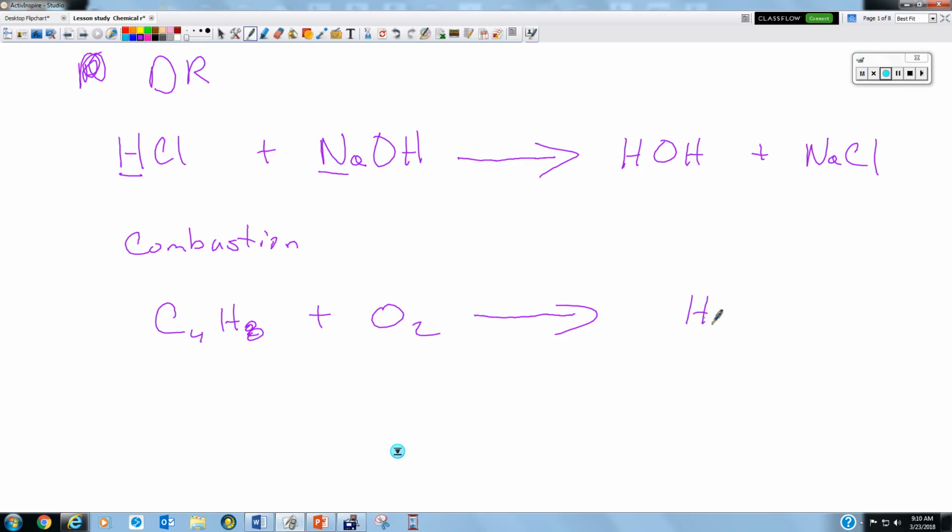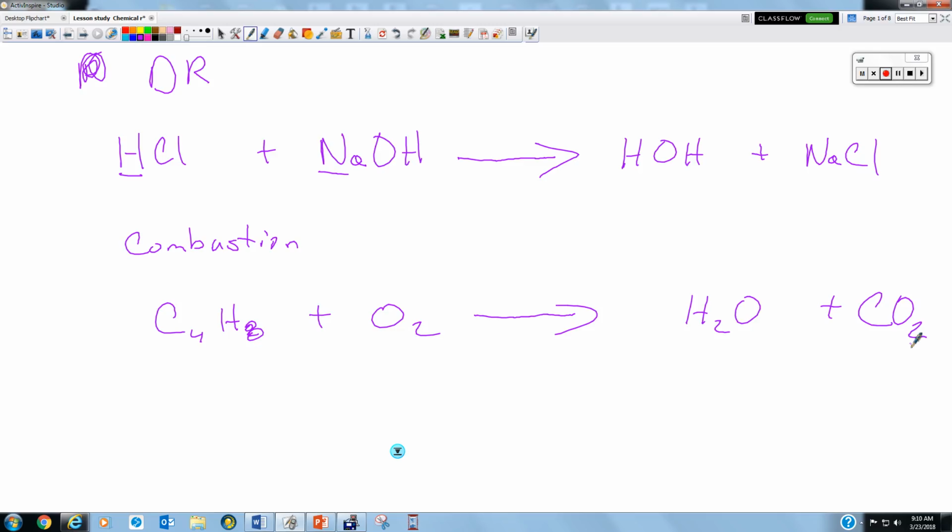H2O and CO2. Sorry, respiration. What are the products in respiration? Photosynthesis is the opposite. All right. So anytime you have an organic compound plus oxygen, it's going to be combustion, and your products are always going to be H2O and CO2.